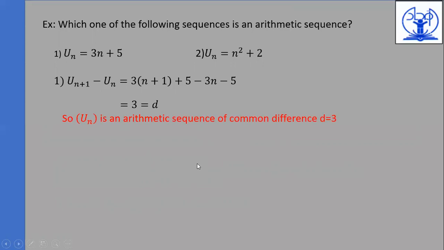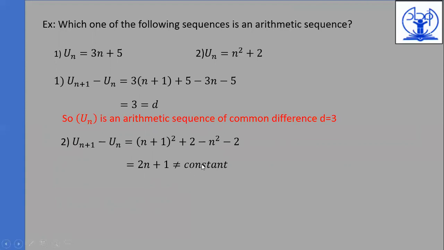Considering now the next sequence, calculate un plus 1 minus un. Don't forget to calculate un plus 1. You go to the sequence un and you replace n by n plus 1. So it's n plus 1 all squared plus 2 minus n squared minus 2. Simplifying this, you will get 2n plus 1, an expression which is dependent on n, which means it's not a constant. So this sequence is not arithmetic.